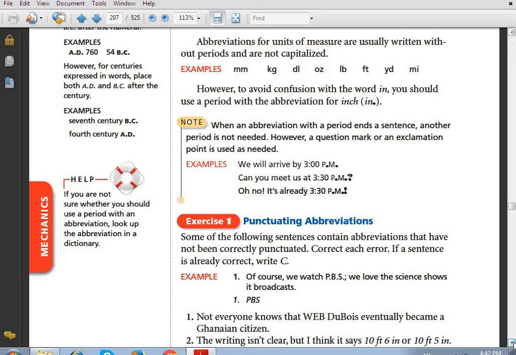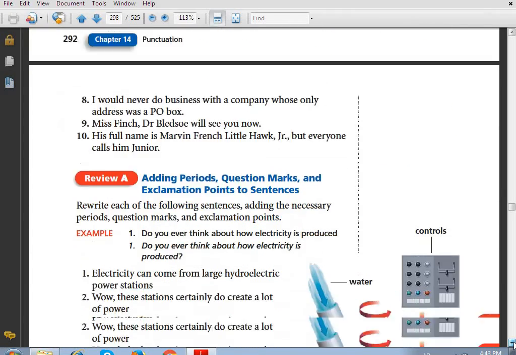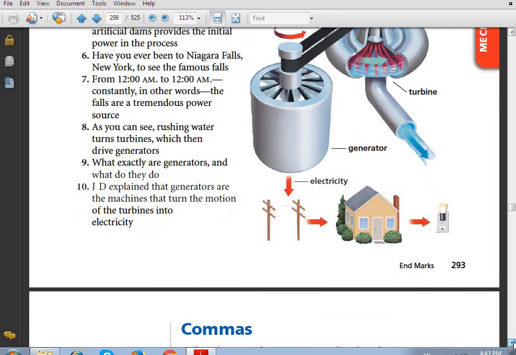What if it needs a question mark or exclamation point? No, you have to put them. It means that if you end your sentence with an abbreviation, the period of the abbreviation is not enough to end the sentence if it is an interrogative sentence, or if it is an exclamatory sentence. You have to end it with a question mark or exclamation point. Okay. What else do we have?